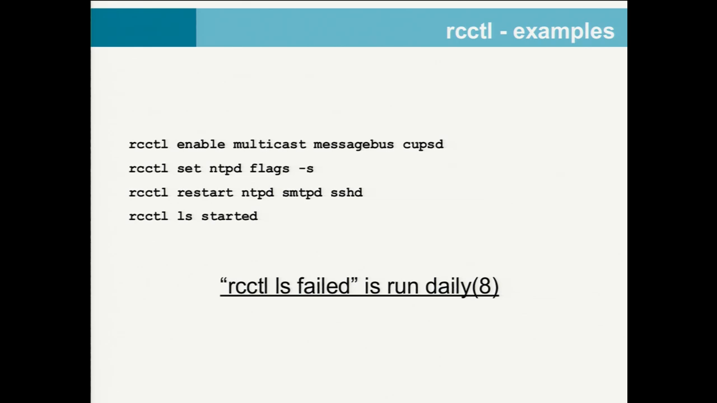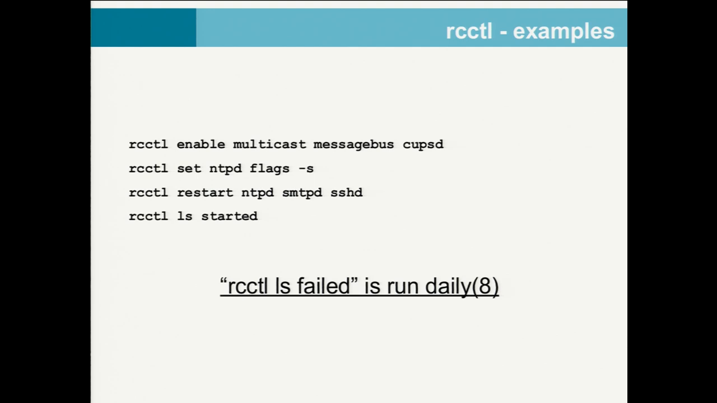So here you can see a few examples. You can enable three daemons at once if you want. I want to enable multicast, messagebus, and cupsd. That's completely transparent. I want to change the ntpd flags. I want to restart three daemons at once. That's way more convenient than having to run three different scripts. You can have a list of your running daemons.